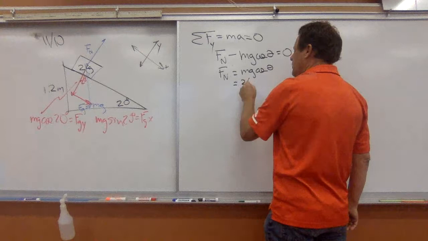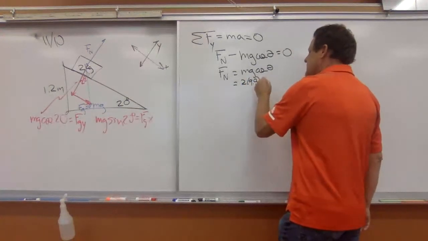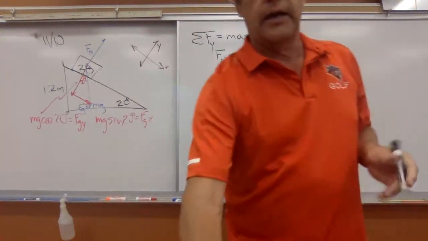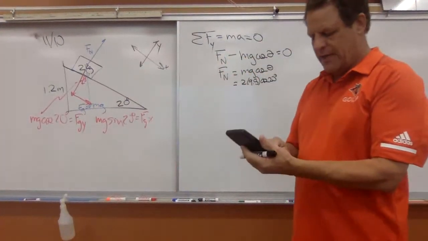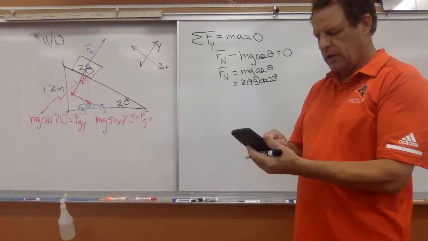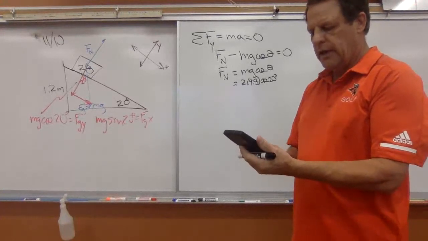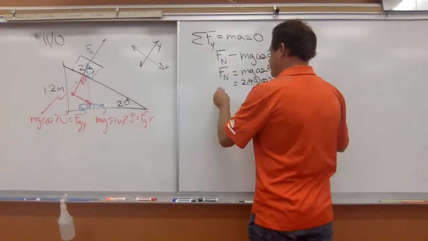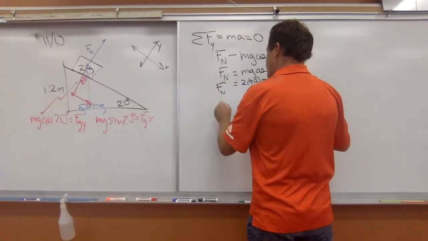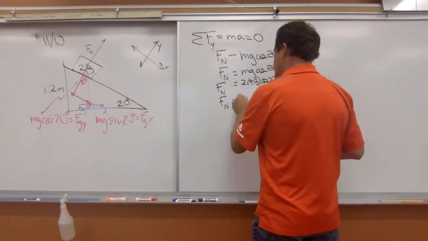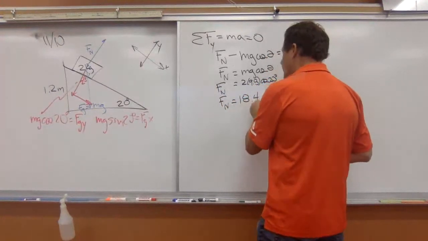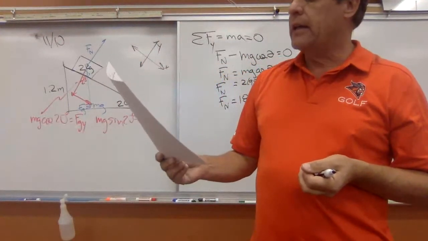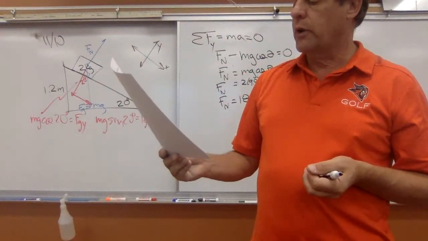And now we're going to have 2 times 9.8 times the cosine of 20 degrees. 2 times 9.8 is 19.6, times cosine 20, and we're going to get 18.4. So we know that our normal force is equal to 18.4 newtons. Checking our question, that is what we're looking for in the first question.